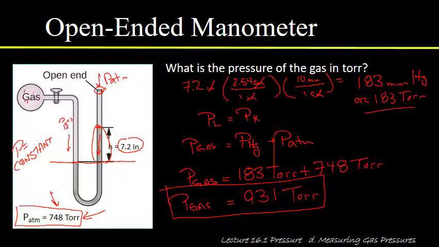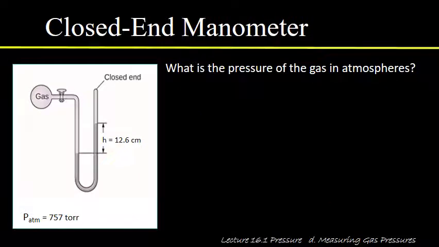Okay. So now let's look at closed-end manometers. Here's a similar problem with a closed-end manometer, and we'll see the way we approach this is exactly the same. The only difference is that now the end of the manometer here is closed, so instead of atmospheric pressure getting into the top of that column, this part up here is just a vacuum. And that's actually going to make these a little bit simpler.